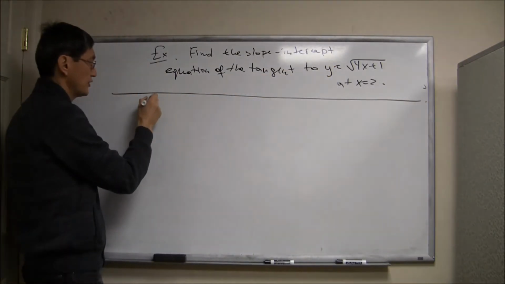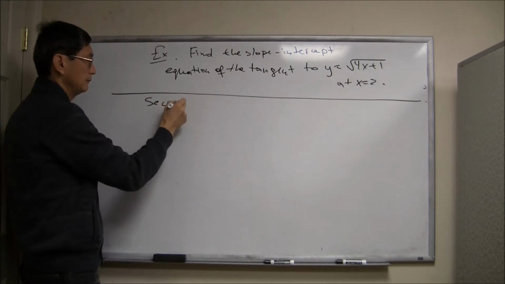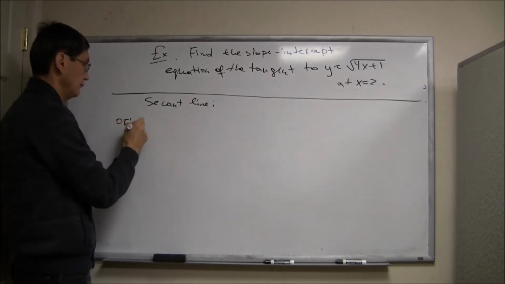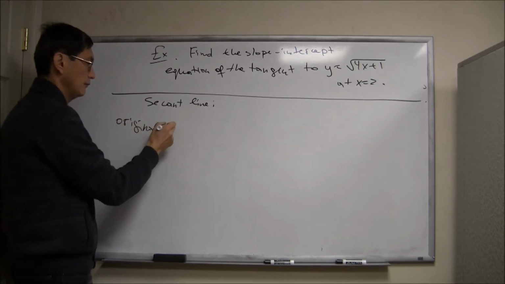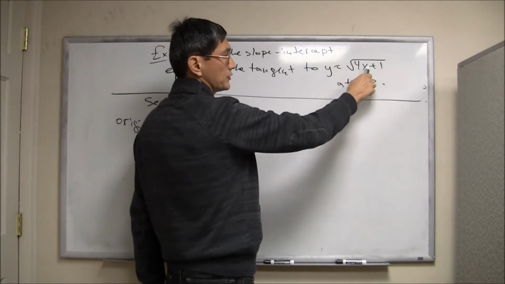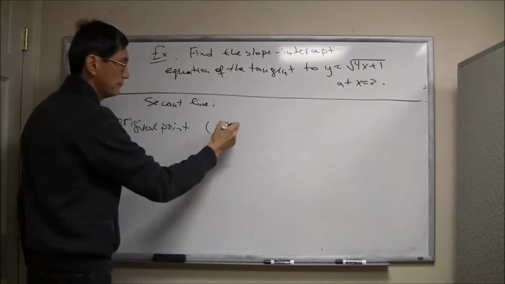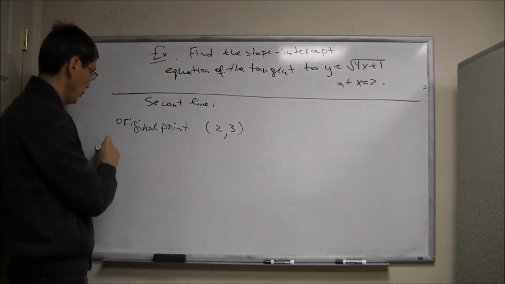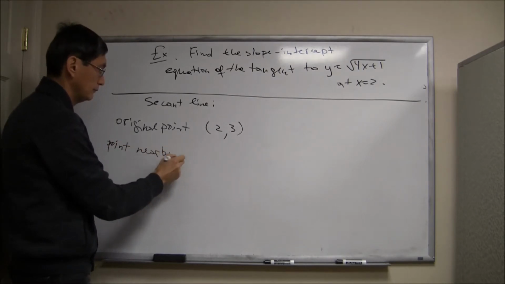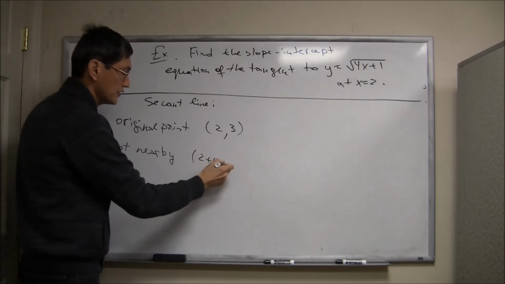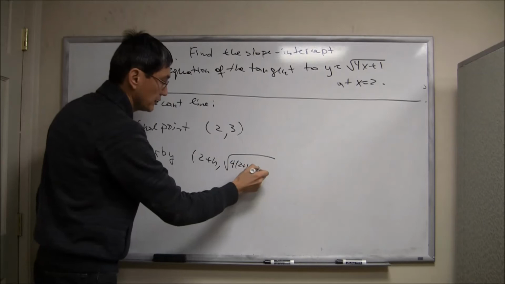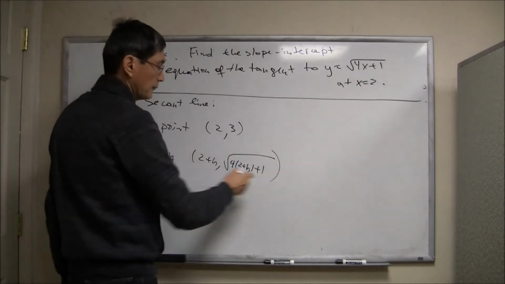Firstly, we're going to concentrate on the second line. So we have our original point. X equals 2, y equals square root of 4 times 2 plus 1, which is 9, square root of 9 is 3. So the point is (2, 3). A point nearby is 2 plus h and square root of 4 times 2 plus h plus 1.